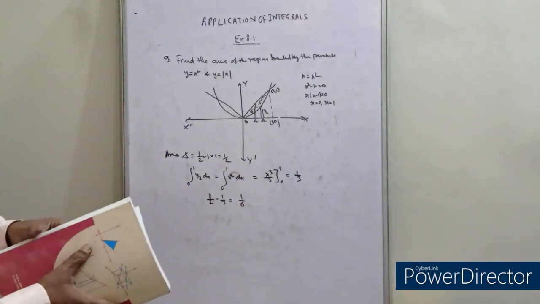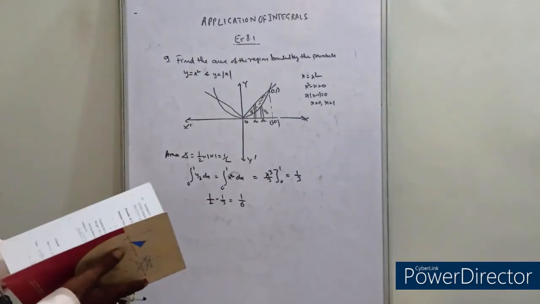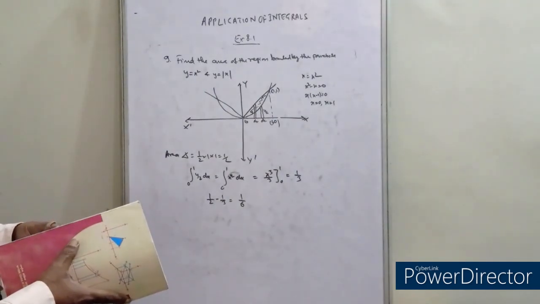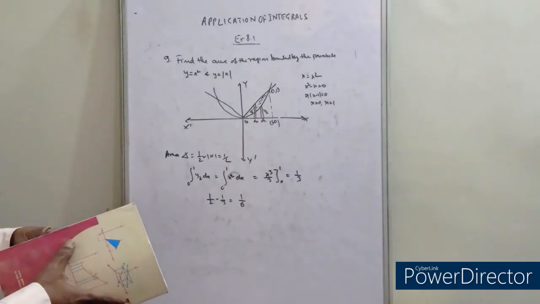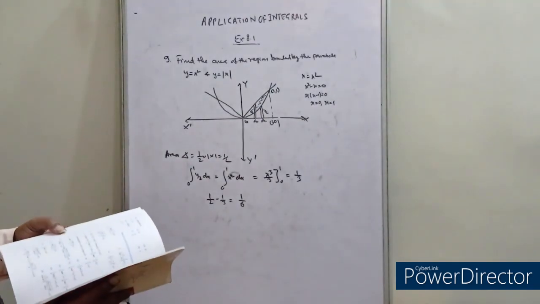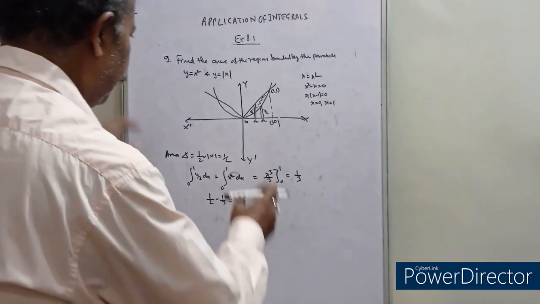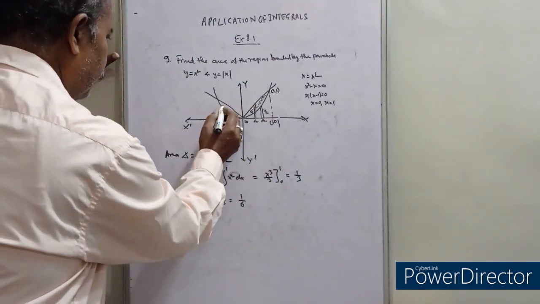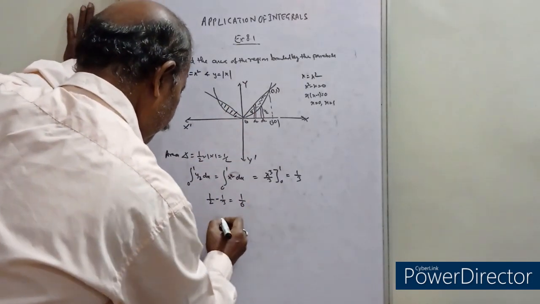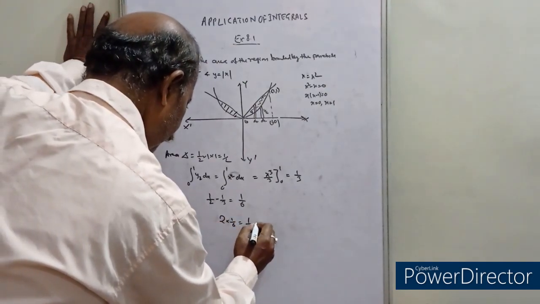So Exercise 8.1, question number 9. This is 1 by 3, because these two are this part and this part. This part is 1 by 2. So your 2 into 1 by 6 will be 1 by 3. This is your answer.